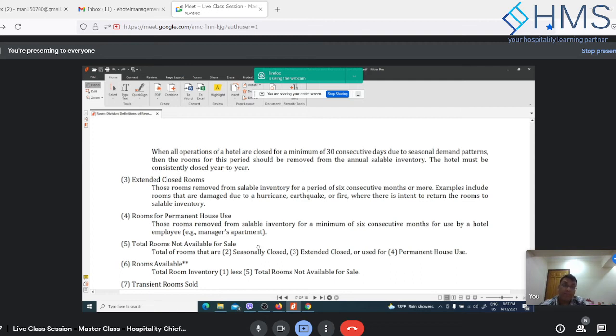There's a difference. It's not like my aircon is damaged and it's going to take a month to repair the room, so you will be removing it from the inventory. That's not allowed. It needs to be out for at least 6 months. Noted, sir.